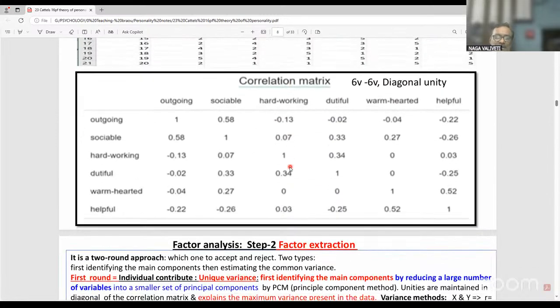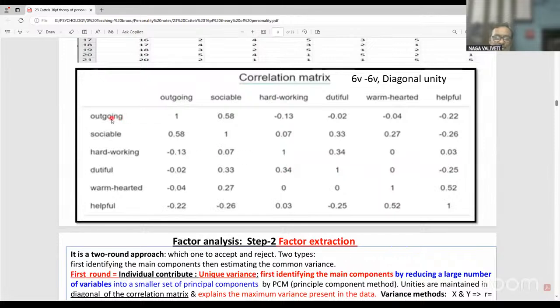In that correlation matrix, each variable compared with itself will get 1. Outgoing compared to outgoing, outgoing compared to social, outgoing compared to hardworking, and so on. When you compare these diagonally, the value becomes unity, a unitary form. This is a test for whether it is done correctly or not. So there are 6 variables, and the diagonal is unity. This is the parameter correlation.